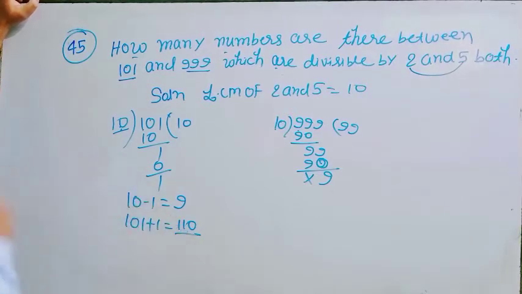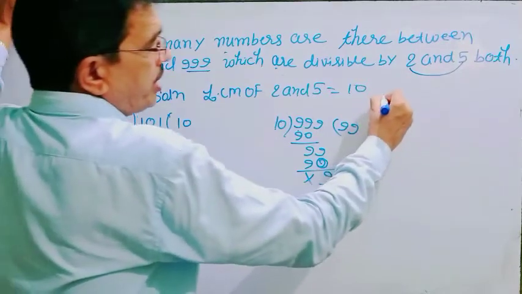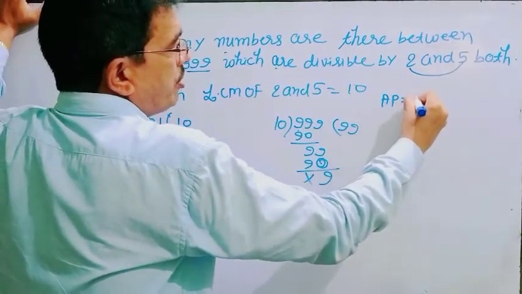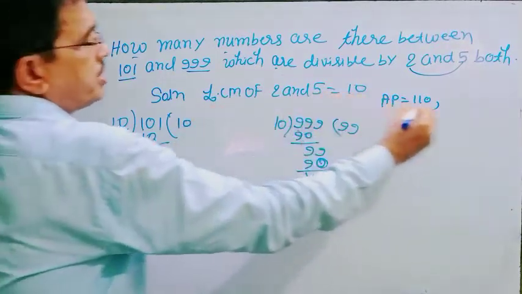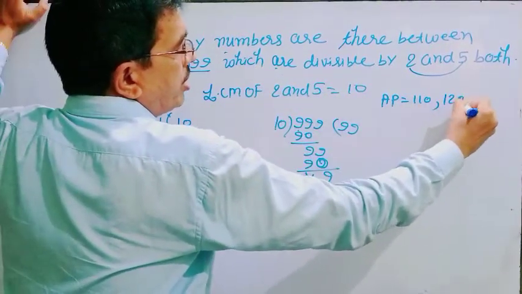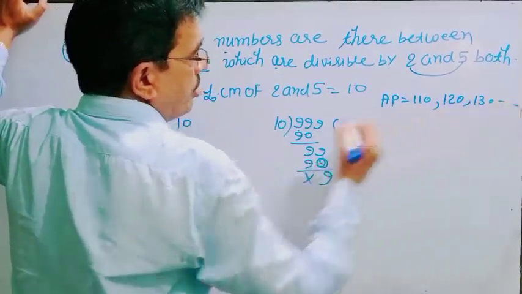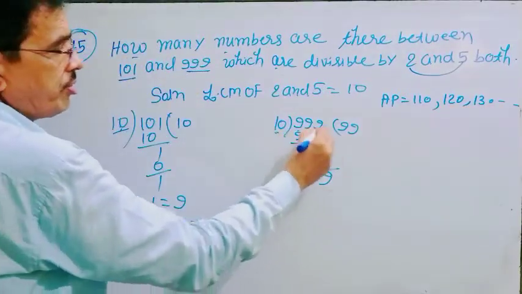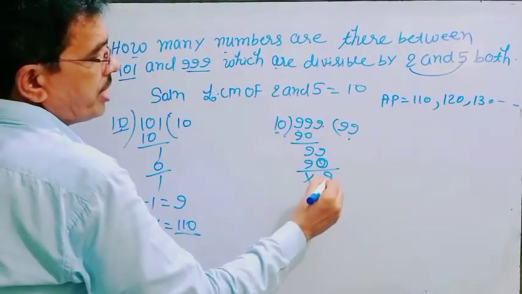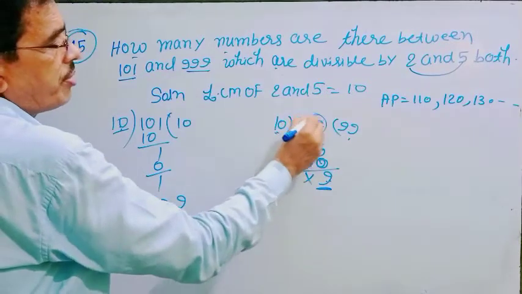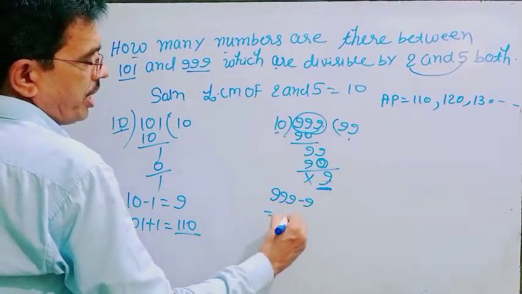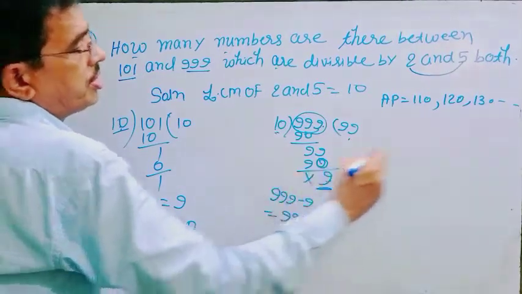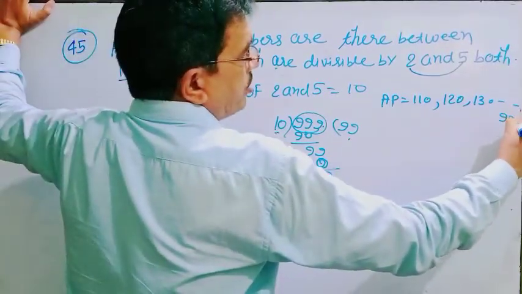So the first term is 110. The AP is 110 as the first term, and the next terms with LCM 10 are 120, 130, and so on. For the last term, divide by 10 and you get 9 as the remainder. Then this 9 is subtracted from 999, that means 999 minus 9, and you get 990. So the last term is 990.